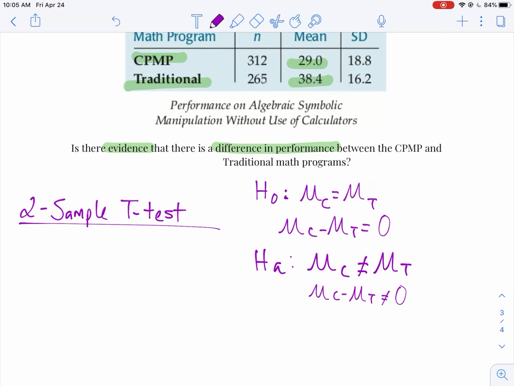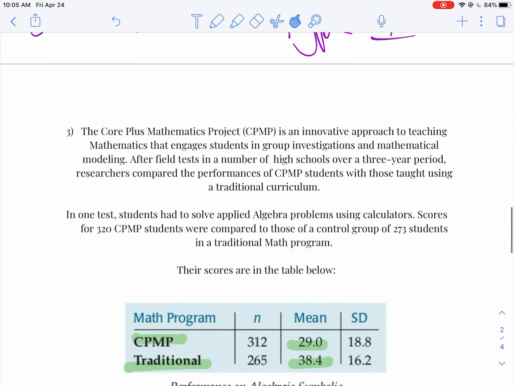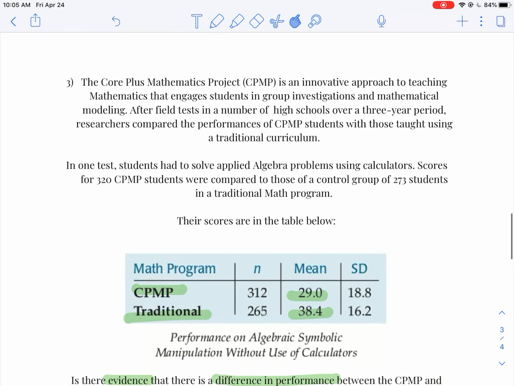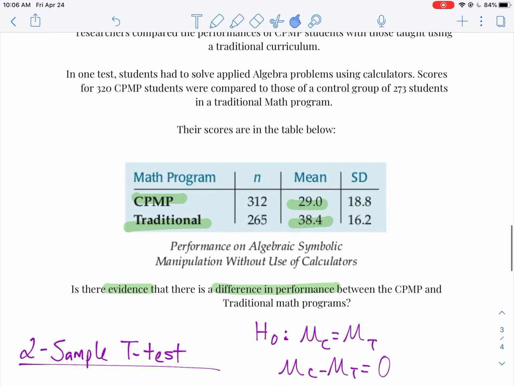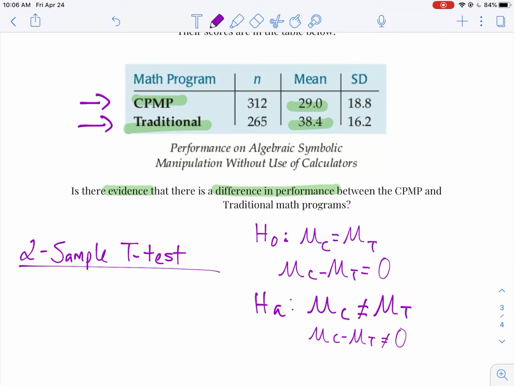Next, we want to check our conditions. So let's check what's going on here. It's an innovative approach, group investigations over a 3-year period. One thing I want to check here is whether they imposed a treatment. They did. The treatment that was imposed was students either did the CPMP or they did the traditional math program. Since this is an experiment, we can approach our conditions a little bit differently. The 10% condition, we don't necessarily have to account for since it is an experiment.